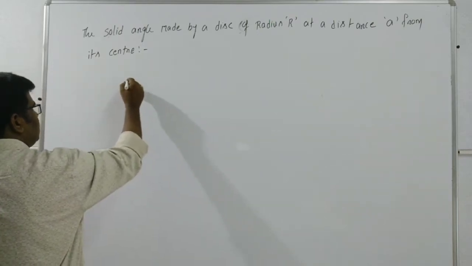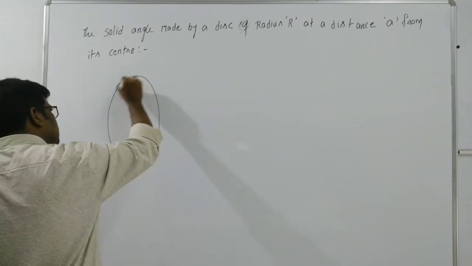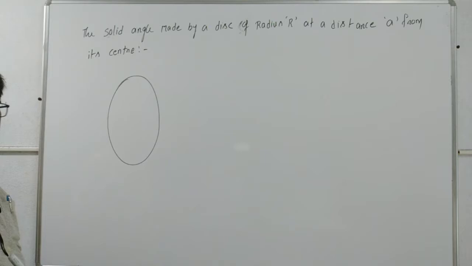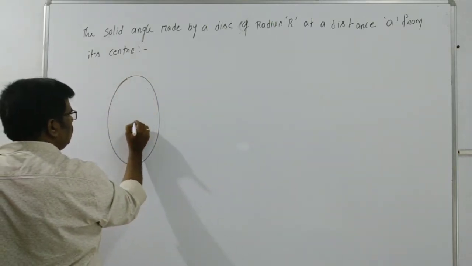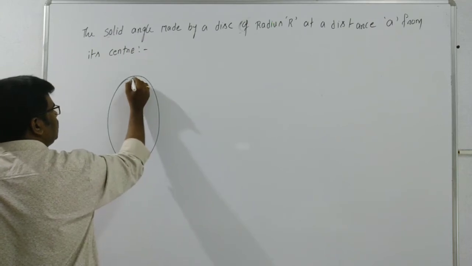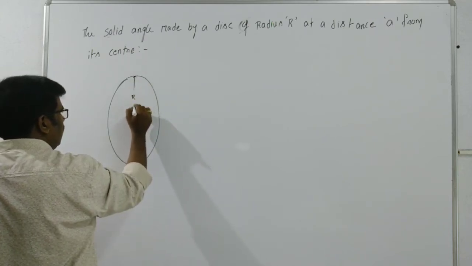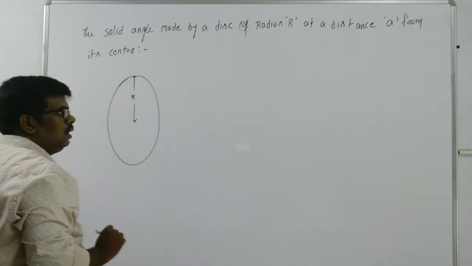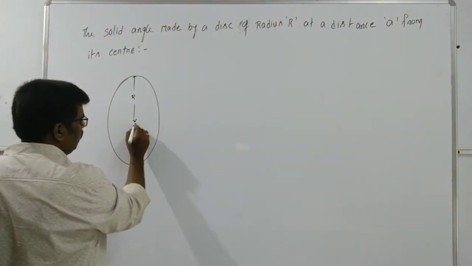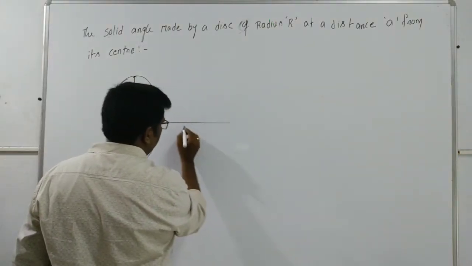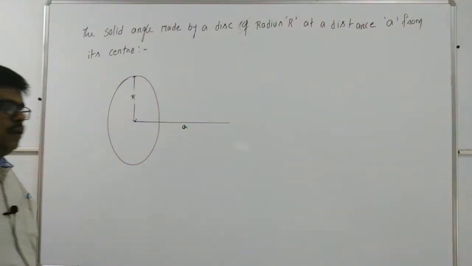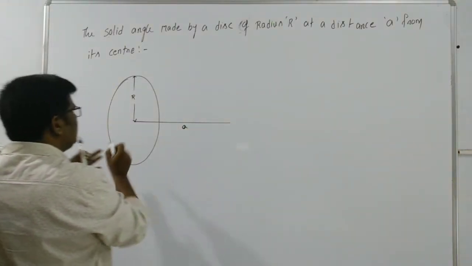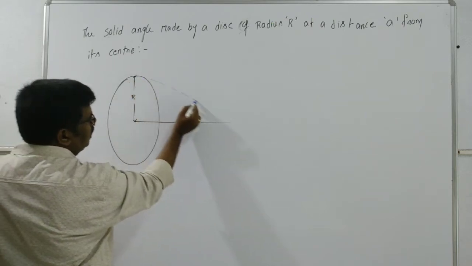Let us take a disc like this, whose radius is capital R. This is the radius of the disc. And at a distance A from the center, we are taking the distance A. So what is the solid angle made by it?